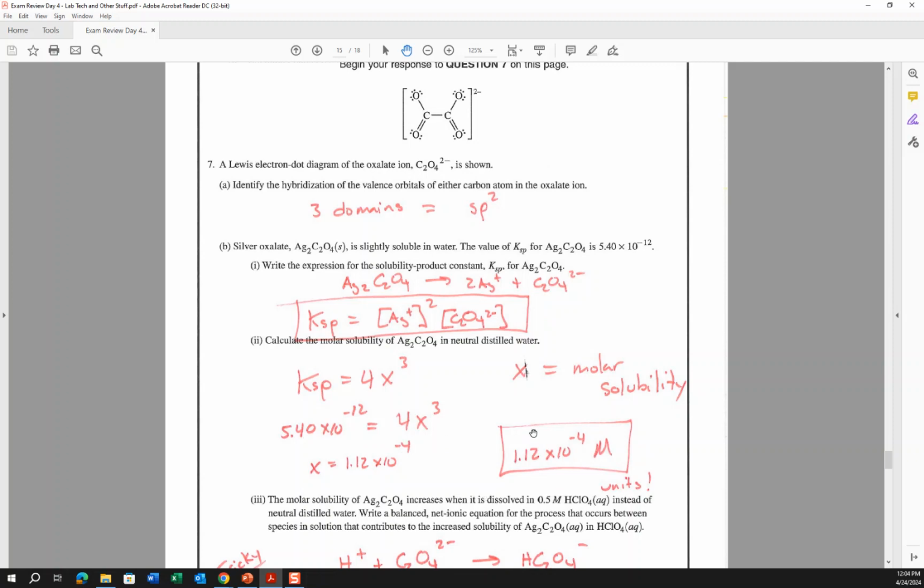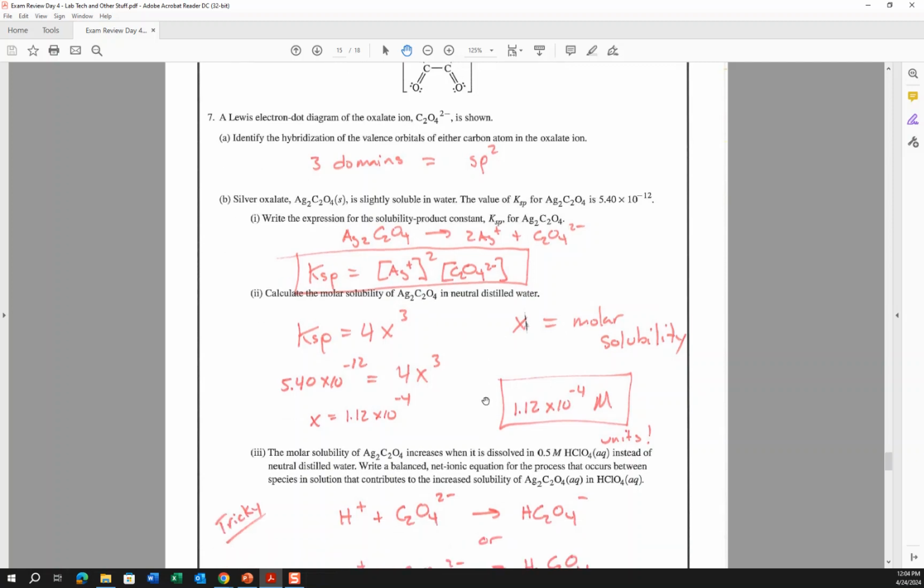Now, if they went one step further and asked for the silver concentration, this is where we'd have to be careful. The silver concentration would be this number times 2. The oxalate concentration would be this number. This molarity, the molar solubility, represents the moles per liter of the entire compound. So if you want the molarity of the specific ions, you would take the molar solubility and multiply by the subscript of that ion. So this times 2 would be the silver concentration. This times 1 would be the oxalate concentration.